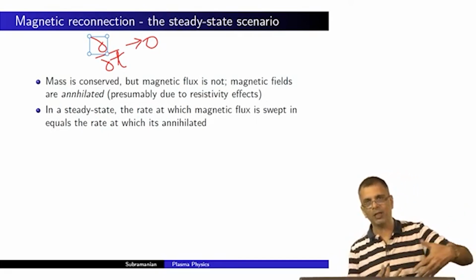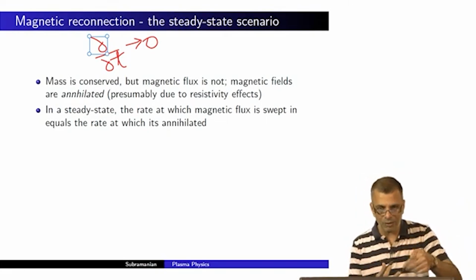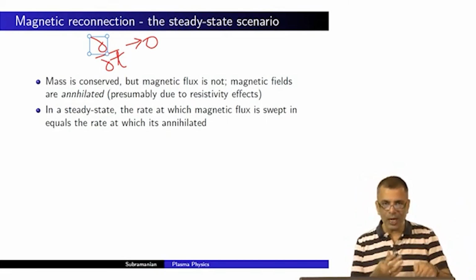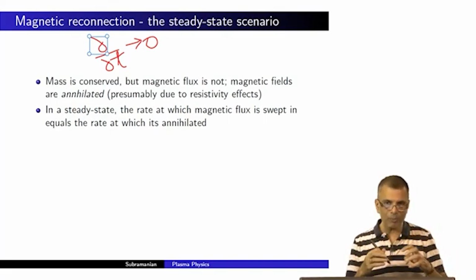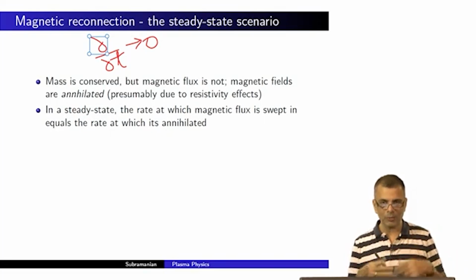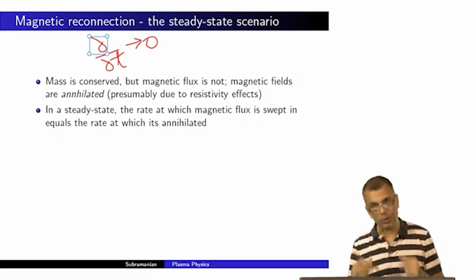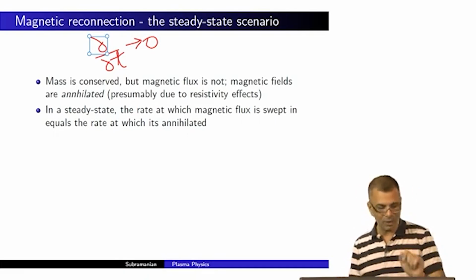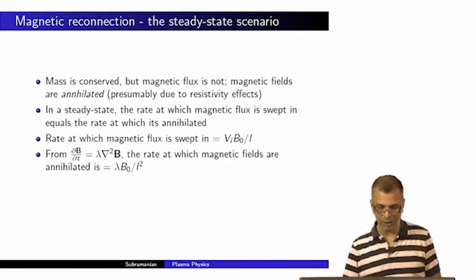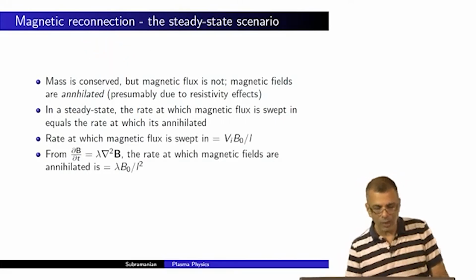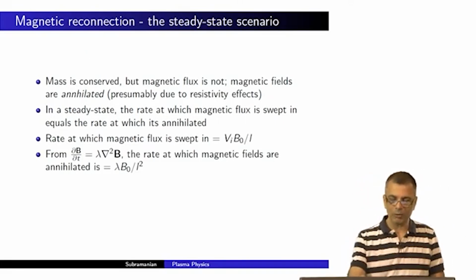So this is another way you define the steady state. You're sweeping in magnetic flux at a certain rate into the reconnection region, and it's being eaten up. The magnetic flux is being destroyed or annihilated at a certain rate, and these two rates are equal. That is another definition of steady state. So what is the rate at which magnetic flux is swept in?